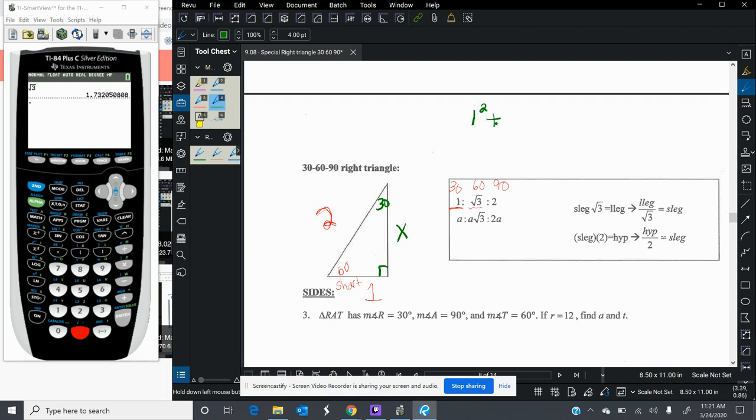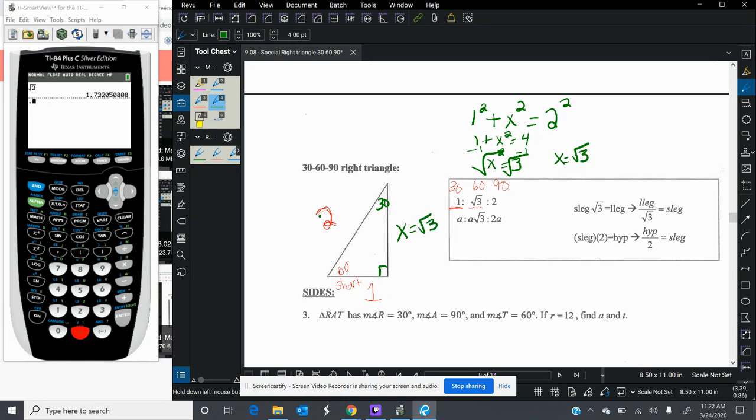1 squared plus x squared, where x is across from our 60-degree angle, equals the hypotenuse squared. So theoretically, if 1 was across from 30 and 2 was across from 90, we could solve 1 plus x squared equals 4, and when we subtract our 1, x squared will equal 3. Therefore, x equals the square root of 3.